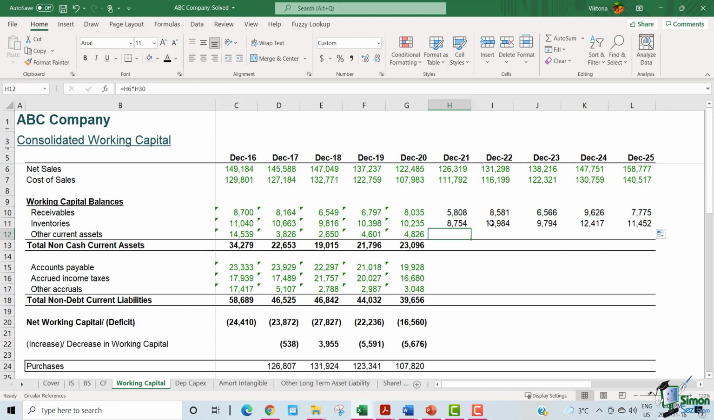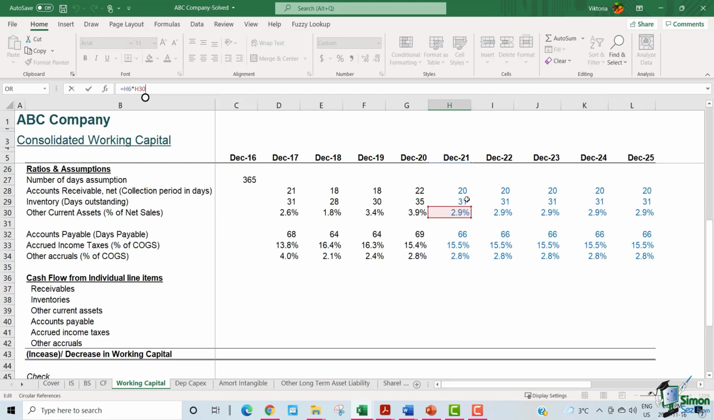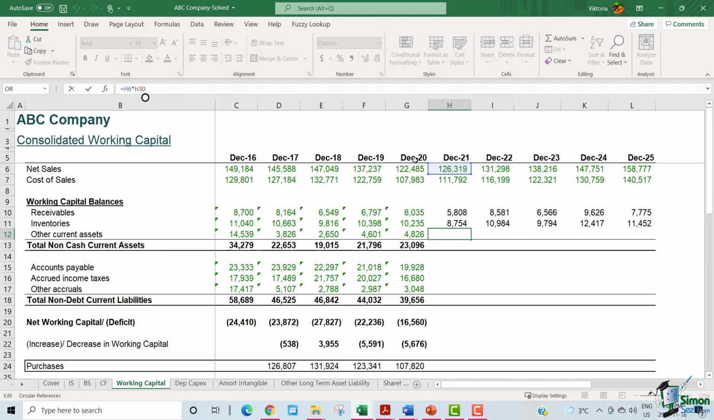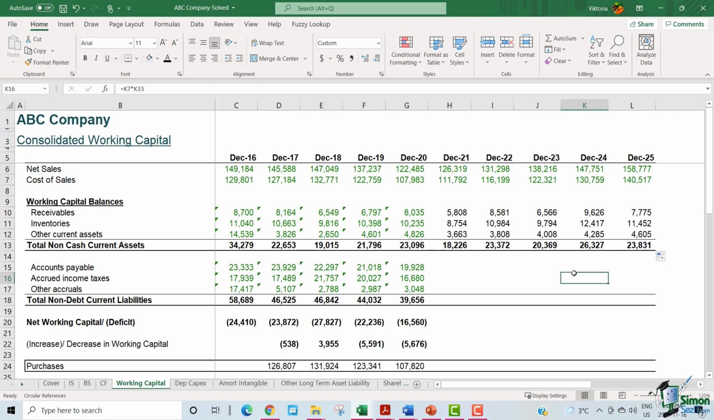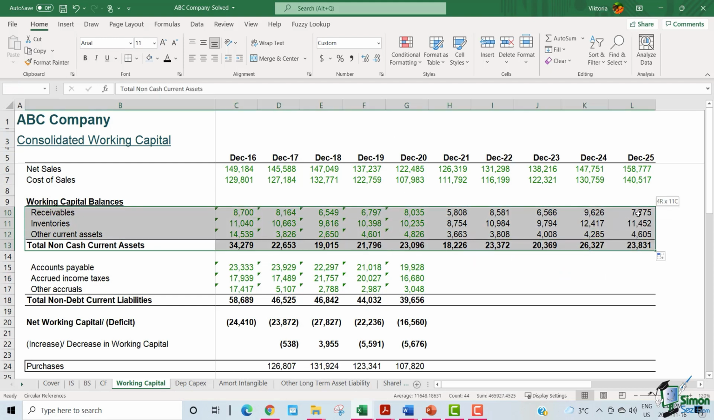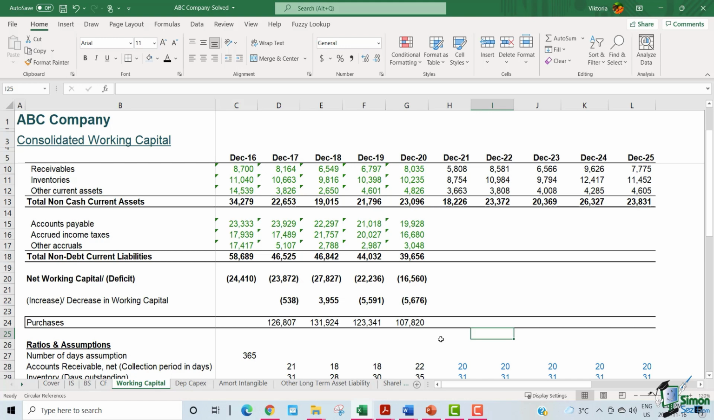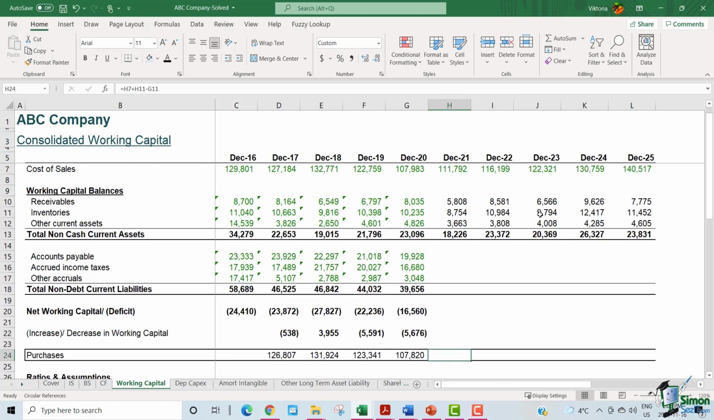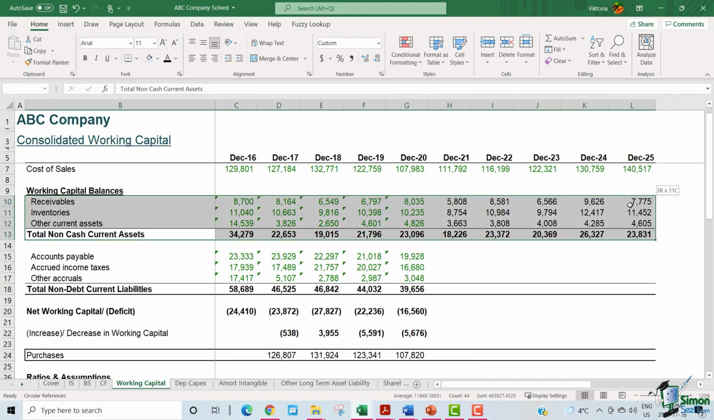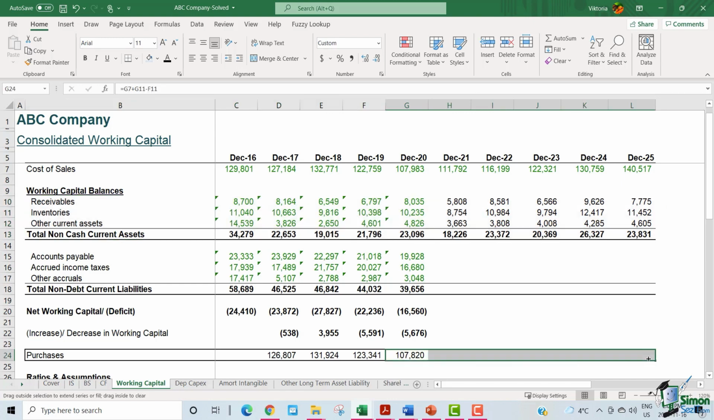Other current assets was the percentage of net sales. So we use our current assets percentage and multiply it by the forecasted sales for 2021. So our non-cash current assets calculation is now complete. Let's take a look at the non-debt current liabilities over here. Before we forecast our current liabilities, we need to fill in the purchases section. We can fill in the purchases section because we have already forecasted the non-cash current assets section. So we just drag the formula across.